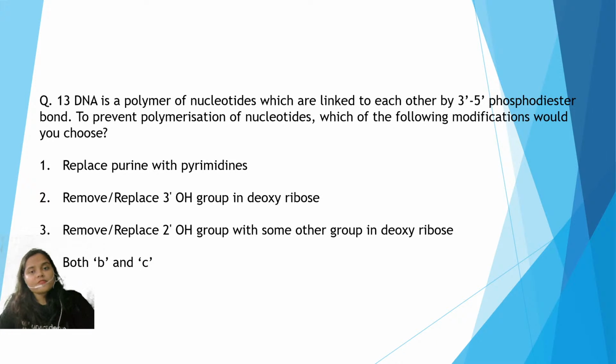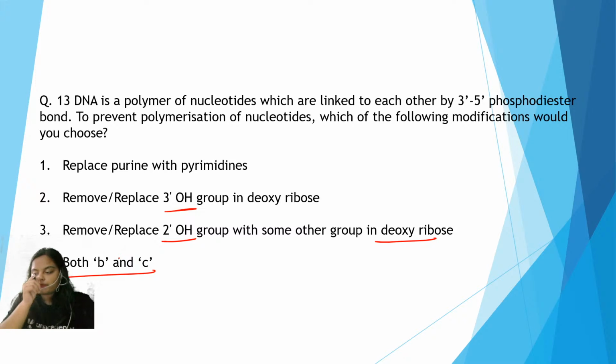Question number 13. DNA is a polymer of nucleotides which are linked to each other by 3',5' phosphodiester bonds. To prevent polymerization of nucleotides, which of the following modifications would you choose? Replace purine with pyrimidines; remove or replace the third hydroxyl group in deoxyribose; remove or replace the second hydroxyl group with some other group in deoxyribose; or both B and C. So this is a good question, although a simple question. Those who already know the basics of the structure of DNA will be easily able to solve this question.